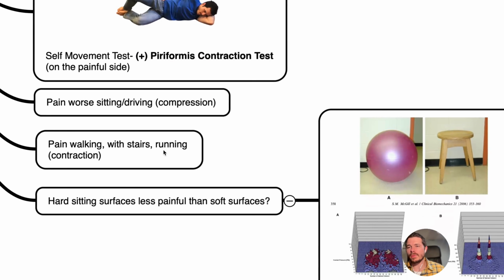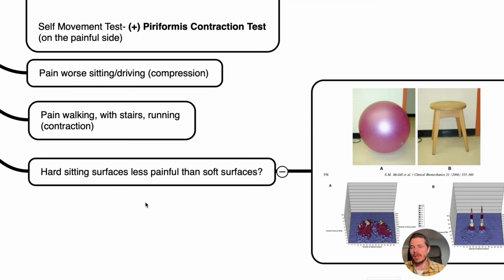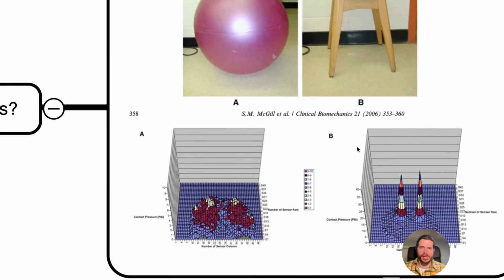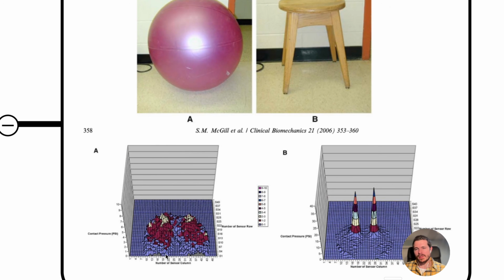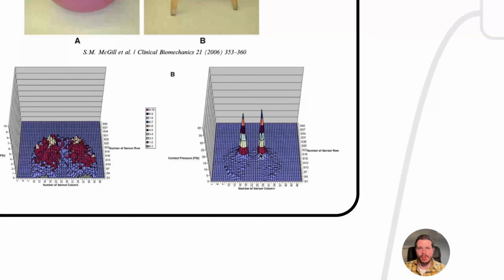Pain is often worse for people with piriformis syndrome while sitting or driving due to compression on that area of the soft tissue. Pain while walking, on stairs, or running is often worse because you're requiring that you contract that muscle to get you up the stairs, to make you run faster, all those things. And believe it or not, sitting on hard surfaces is often, but not always, less painful than soft surfaces because of what the research shows. We see that people who sit on softer surfaces have greater pressure distribution to the soft tissue areas of their buttock. People who sit on hard surfaces, well, pretty much all of the pressure is right on the bone, the sits bone.